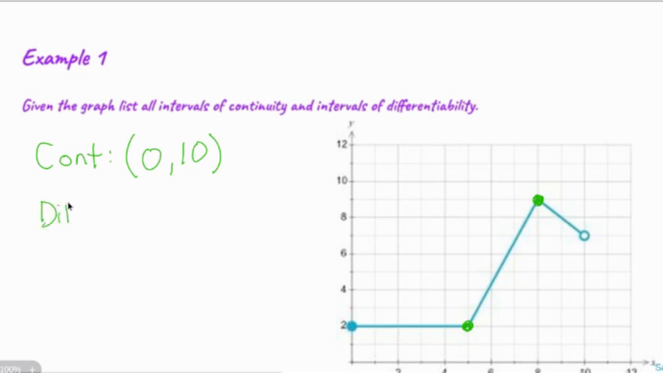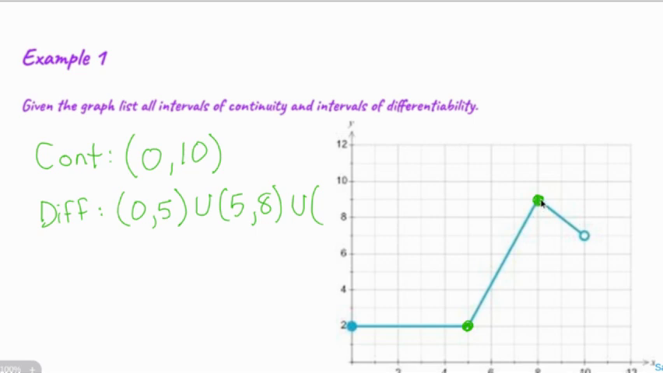So differentiable, we start at 0. And the endpoints would not be differentiable either. That's probably a case I should include. But we're differentiable along this entire segment until we get to 5. So 0 to 5. And then we can close our first interval down. Then we go from 5 to 8. So that's another interval of differentiability.